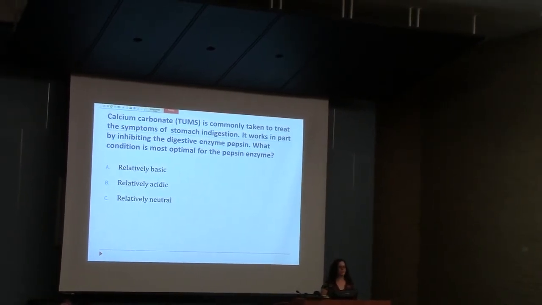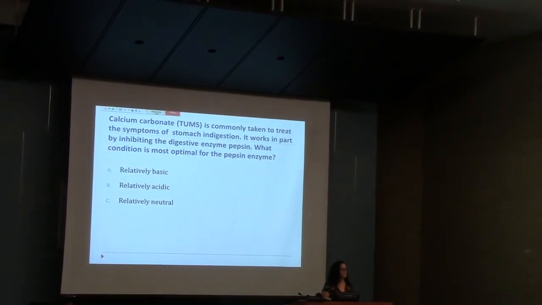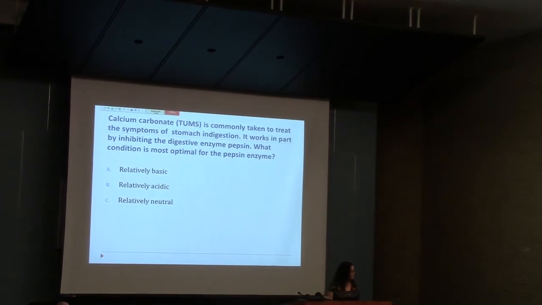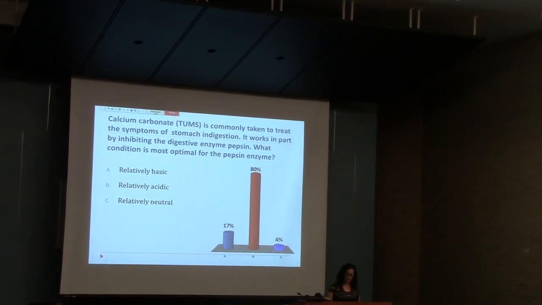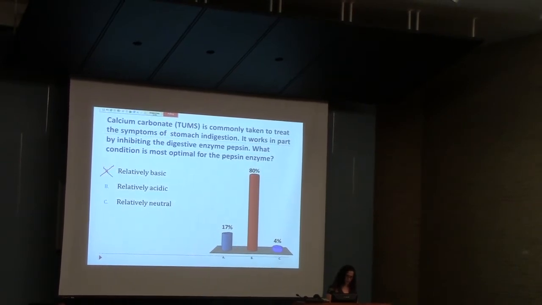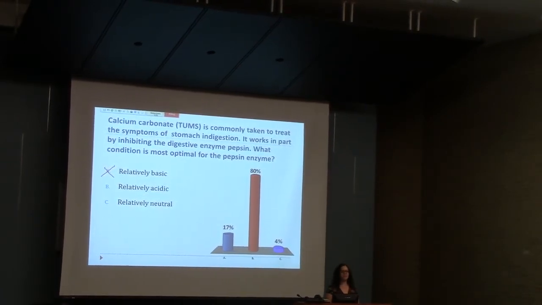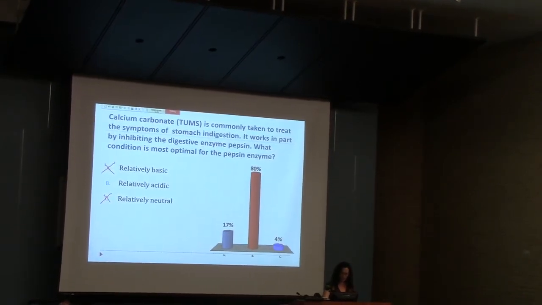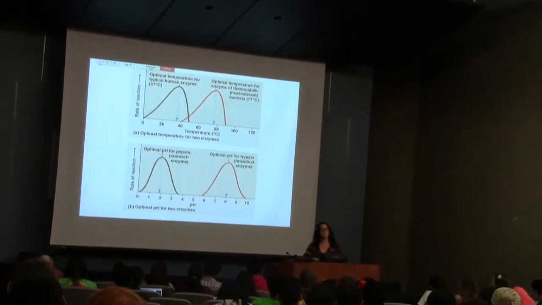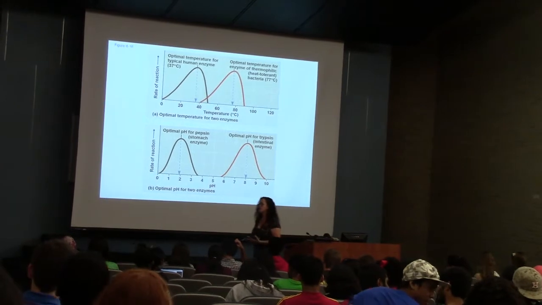So, for starters, where did we say we're having the discomfort? In the stomach. Okay? So, would it be relatively basic? No. Okay. Whoops, there's a graph. So, no, it's not relatively basic. Would it be relatively neutral? No. Okay, so it will definitely be relatively acidic. And it didn't show the check mark, but that's the right answer.